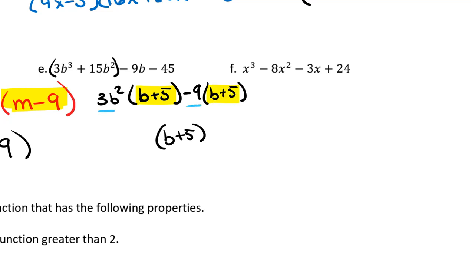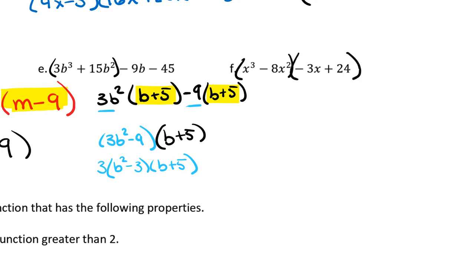Here's the other factor. 3b squared minus 9. Okay, let's look at them. That one's done. This one, ooh, looks like I take out a GCF. Take out a 3, leave it on the outside. B squared minus 3. B plus 5. Okay, moving on.